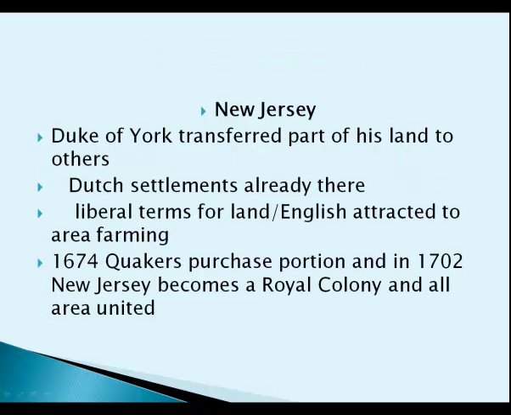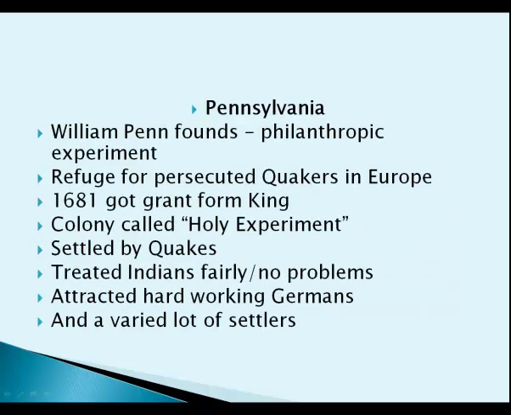The Duke of York transferred part of his land to others and it became New Jersey. Now, the Dutch were already there, and they had liberal terms for buying land. Apparently, New Jersey had great farmland at the time. Now, when I was in New Jersey, it didn't show me much, but it's supposed to be a great farming state. In 1674, Quakers purchased portions of it, and in 1702, New Jersey became a royal colony, and it was united. Then you've got Pennsylvania.